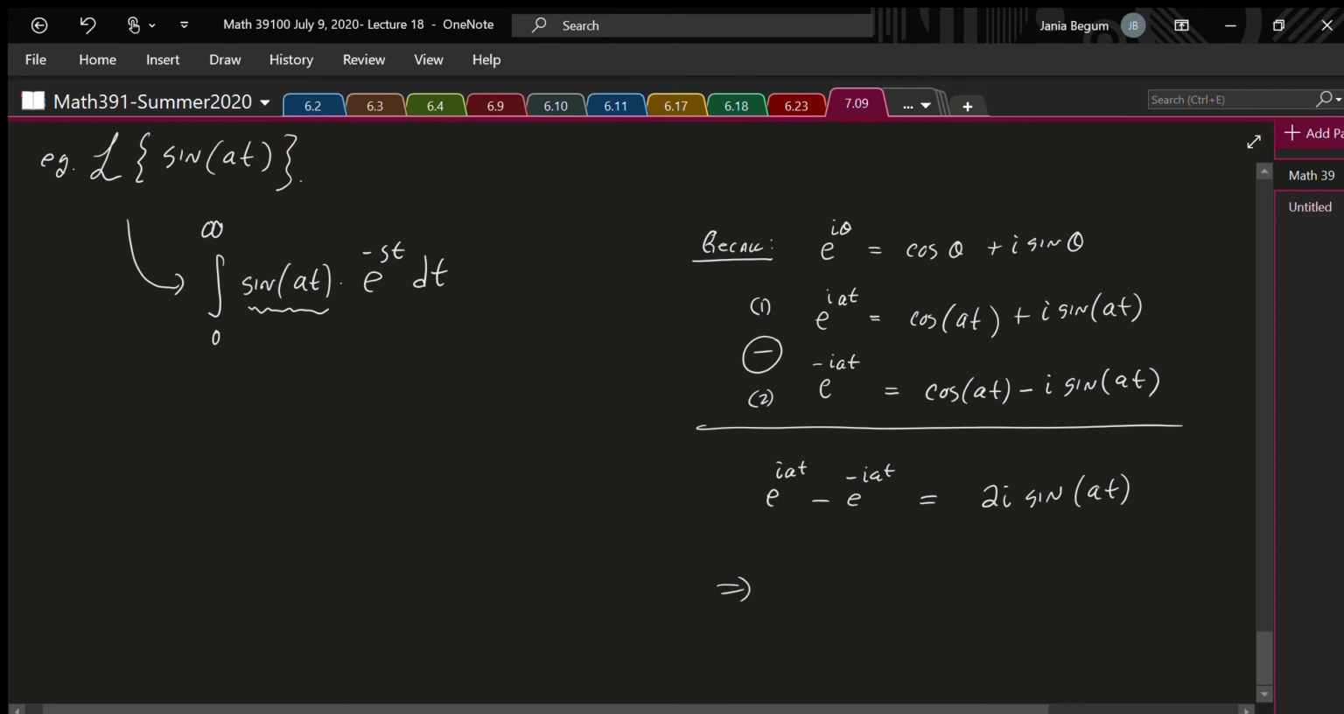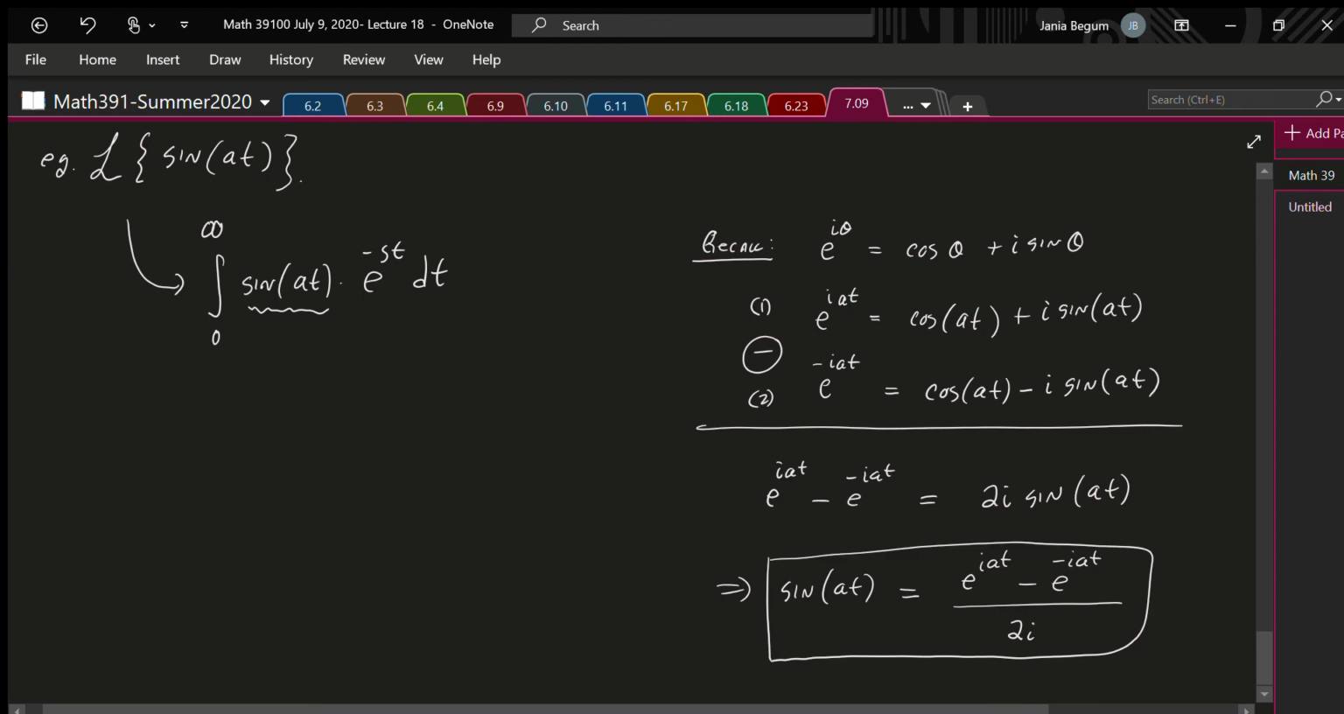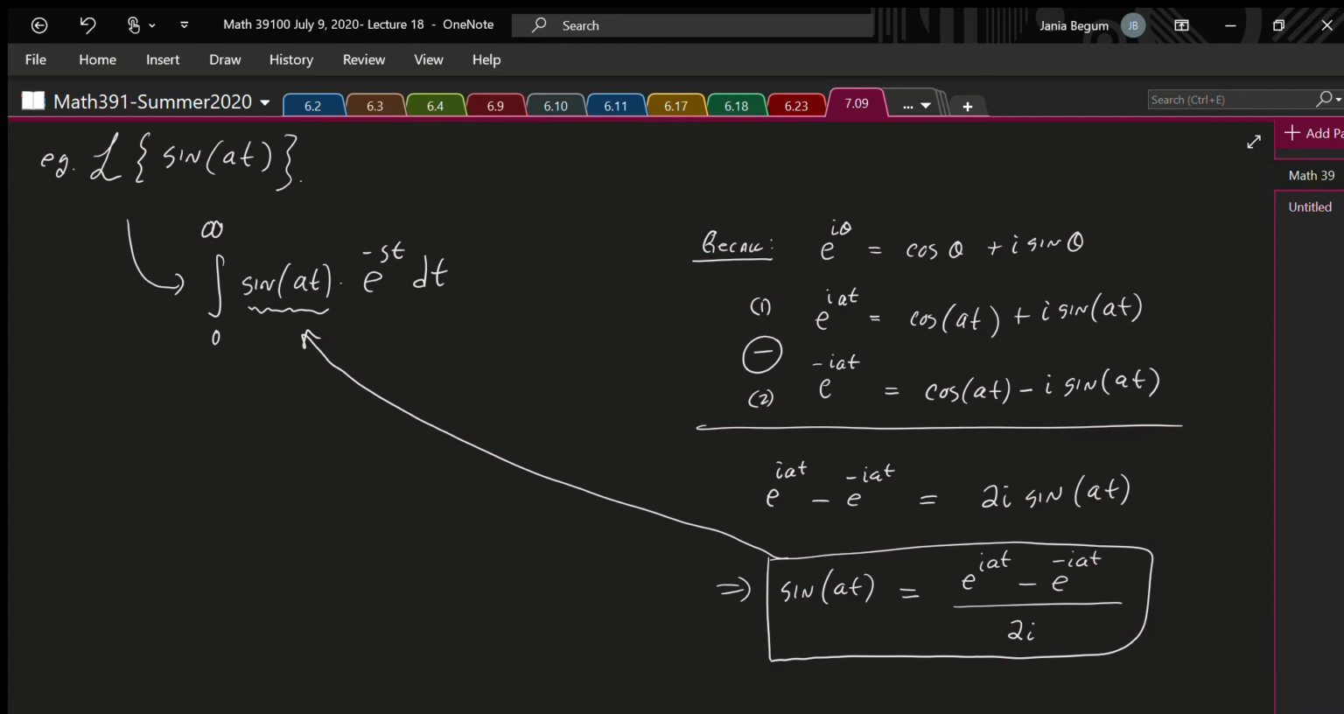Therefore, sine at can be replaced with e to the iat minus e to the negative iat, over 2i. This will help you a lot if you plug this in here, and just by using laws of exponents, it simplifies so much. So try that instead of doing by parts. Do you guys follow what I'm trying to say?